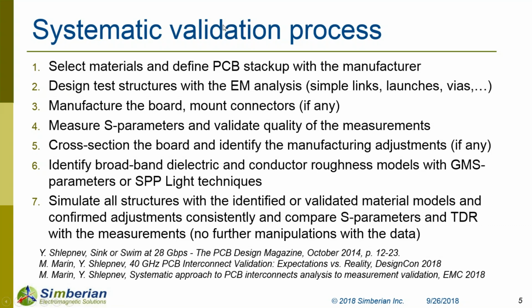Here is the important thing: we have one set of test structures on the board that we use for material identification. Then we should have another set of structures that we use for validation, and those structures should be typical structures as found on production boards. Via holes, AC coupling caps, meander traces, traces with different widths, to see if our models are consistent across the wide range of interconnects that we might find on actual boards.